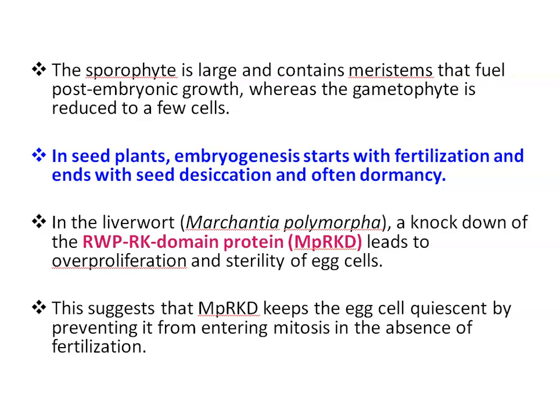In the liverwort, for example Marchantia polymorpha, a knockdown of the RWP-RK domain protein leads to overproliferation and sterility of egg cells. This suggests that MpRKD keeps the egg cell quiescent by preventing it from entering mitosis in the absence of fertilization.